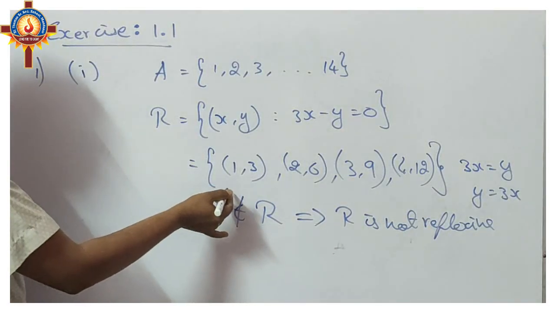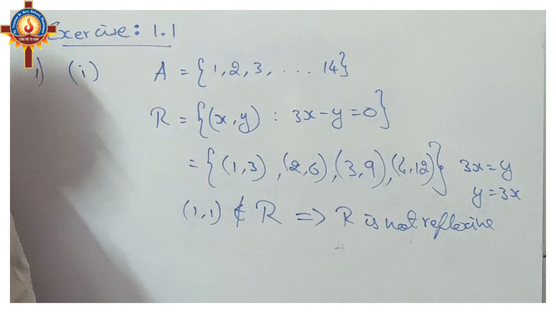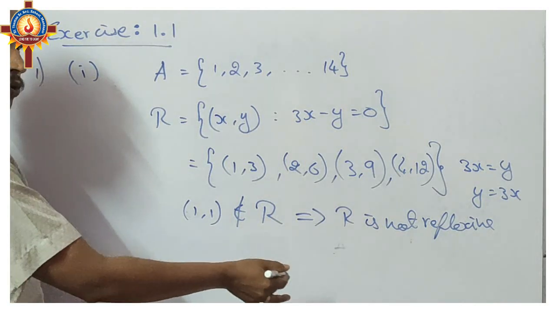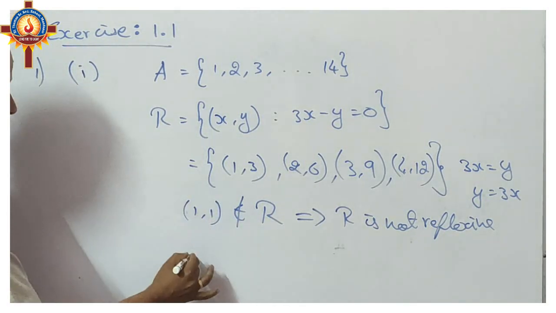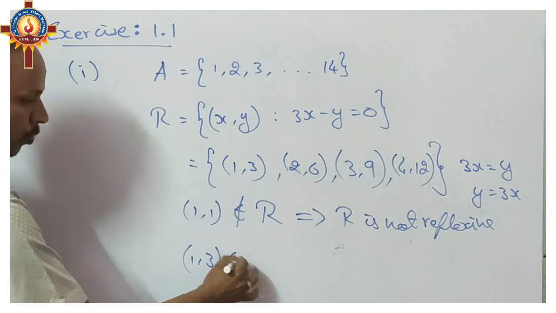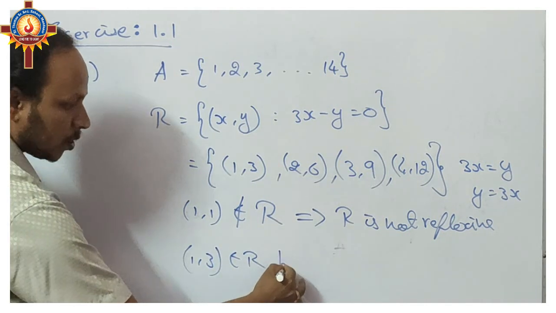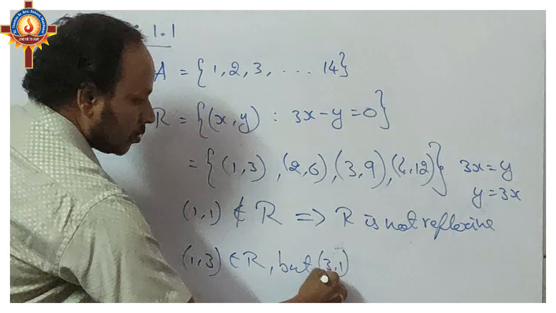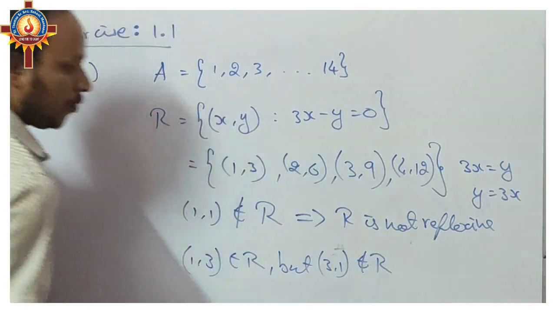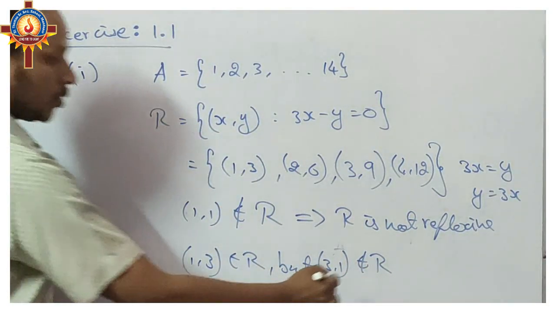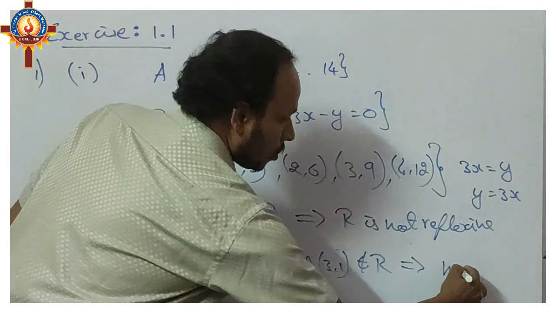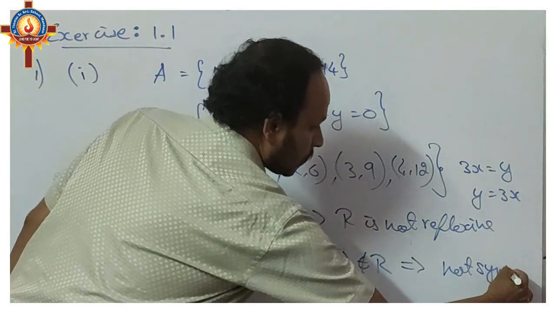Is it symmetric? So what is the condition of symmetric? If A comma B belongs to R, then B comma A also should belong to R. Here 1 comma 3 belongs to R, but 3 comma 1 doesn't belong to R. Once again we are using a small example, and this says that R is not symmetric.